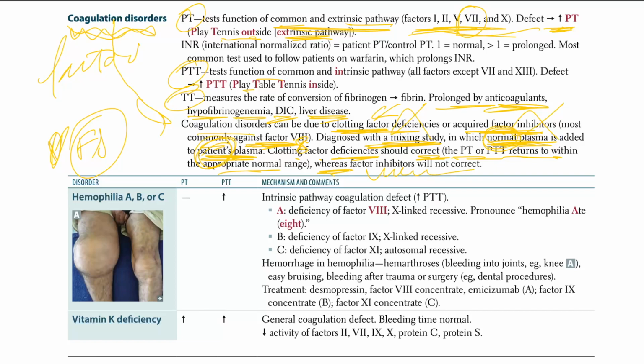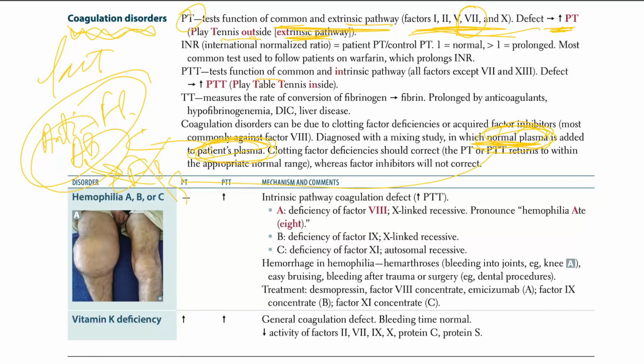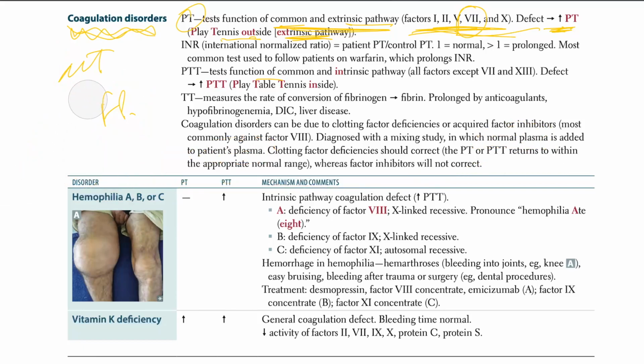What they mean by that is, if you give normal plasma to a patient whose plasma already has, let's say, anti-factor 8 antibody, then even if you give the normal plasma, the factor 8 that you give from the normal plasma is going to be eaten up by those antibodies. So you will not be able to correct the PT and PTT. I hope it makes sense.